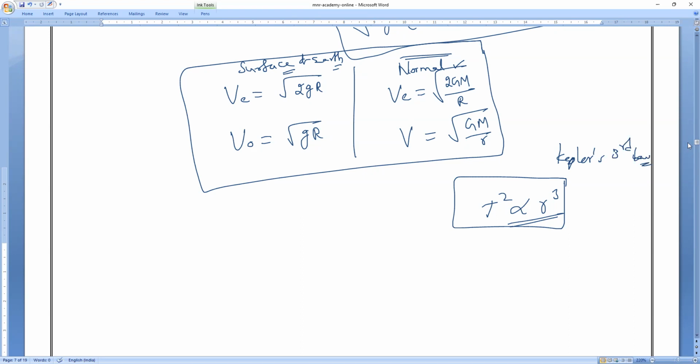We will also discuss the time period of a satellite very close to the earth, how much it is, and then the energy of the satellite, whether it is positive or negative, and all that. And the last concept, except Kepler's laws verification and proofs, is geostationary systems.